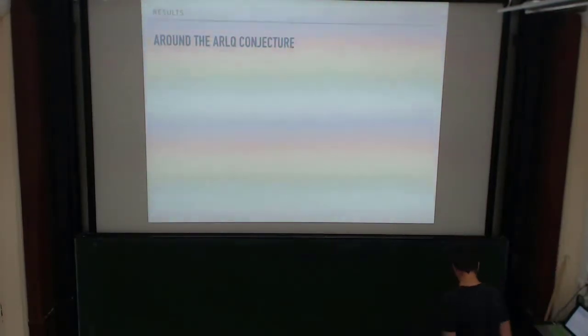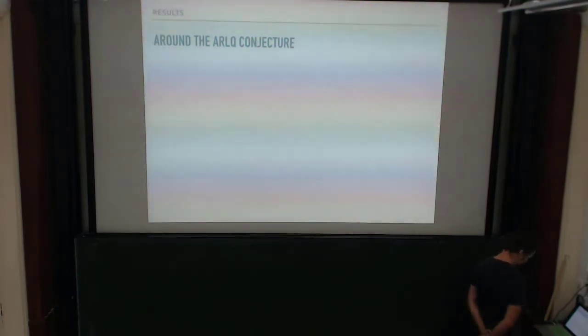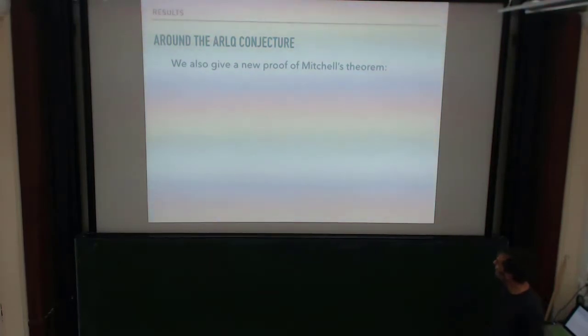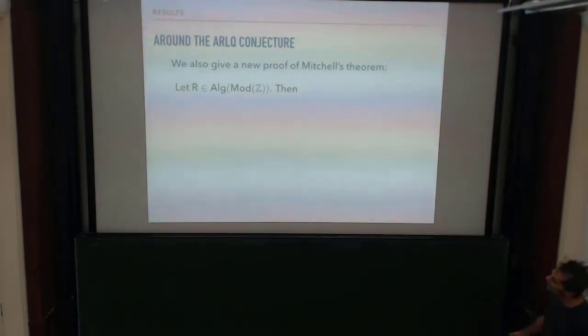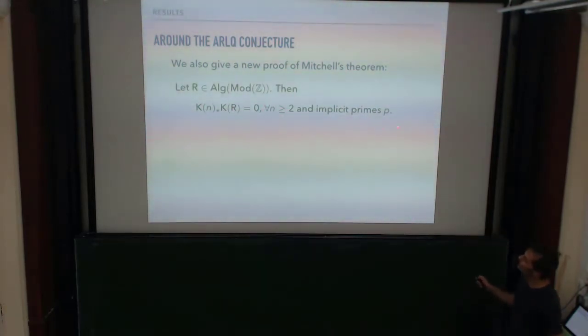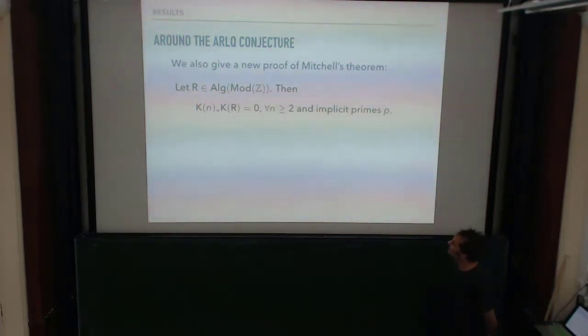So we can't quite get to the Ausoni and Rognes Lichtenbaum conjecture, but we can prove some of these vanishing results that are predicted by redshift. So we also give a new proof of Mitchell's theorem. So if you have any, not just a ring, but say a ring spectrum over HZ, then the K(n) homology of K of R is 0 for all n greater or equal to 2 and all the implicit primes inside of this. That's just Mitchell's theorem, but we have a different argument.